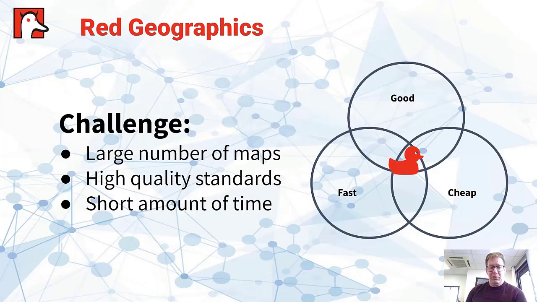Now, for those projects, we usually have a challenge. We need to produce a large number of maps. We need to adhere to high quality standards. We want to make good maps, of course. And we want to do it in a short amount of time. I'm sure you've all heard that expression: you can have something good, fast, and cheap. Pick 2, you can't have 3. Well, we'd like to get as close to 3 as we can possibly make.